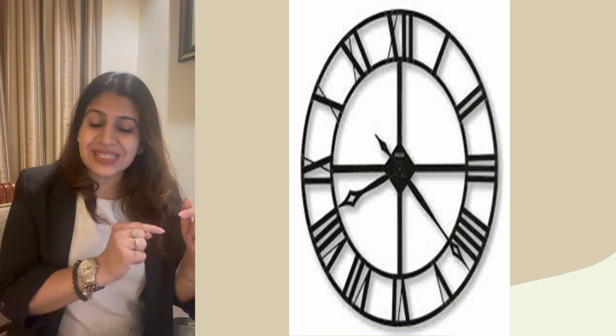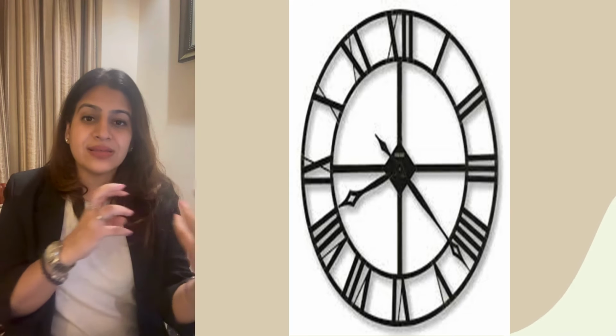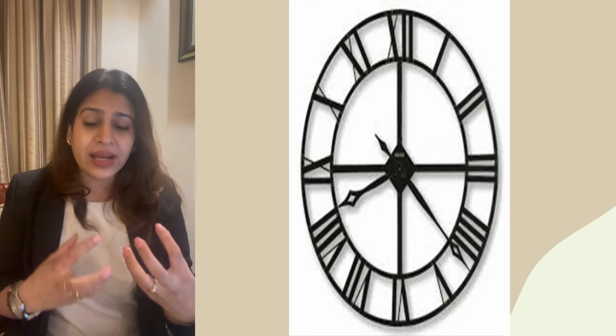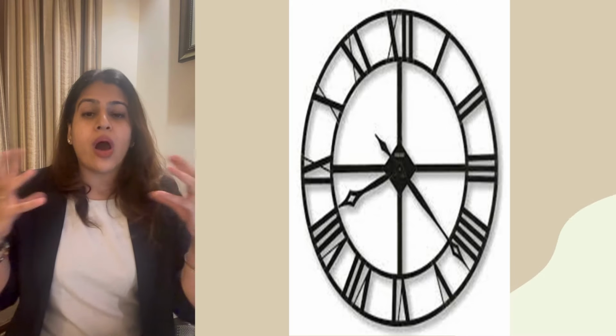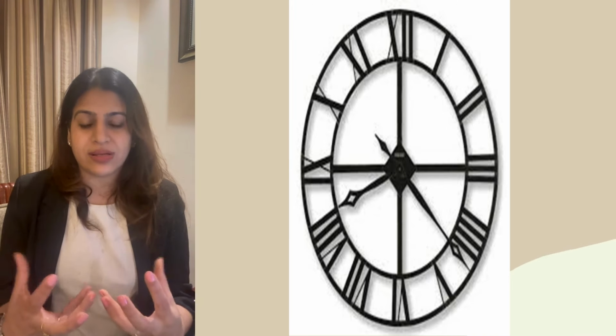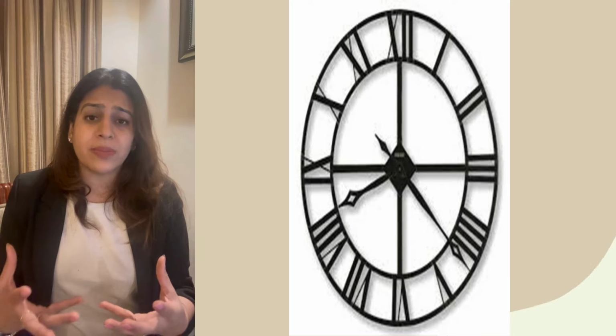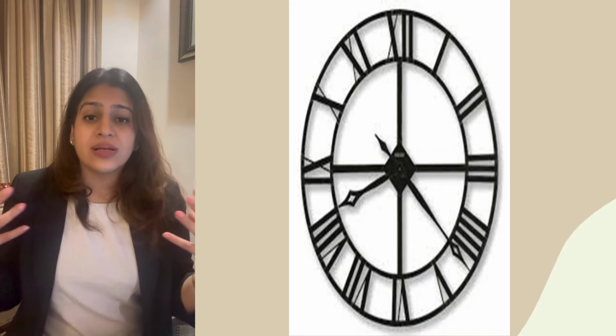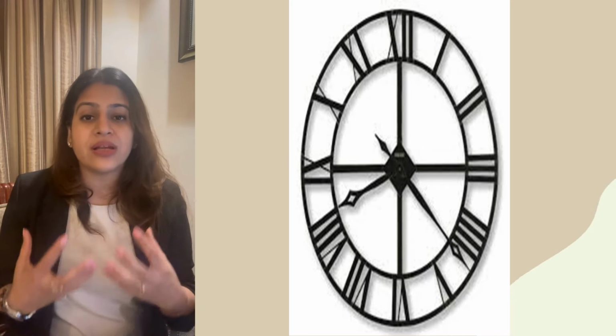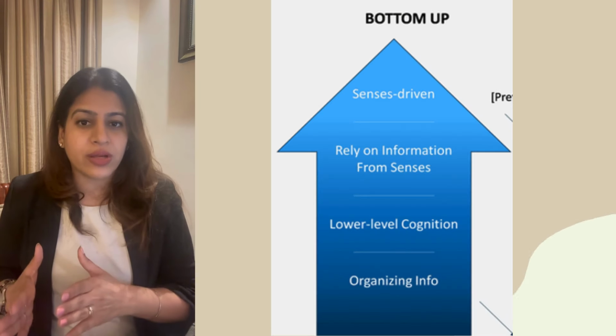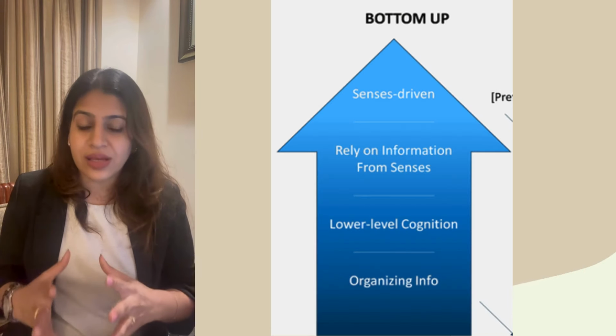So whatever you are seeing, your senses are perceiving it, and on understanding it, you are telling what it is. So you tell on the basis of whatever you are sensing in your environment. That is called bottom-up processing. It is a very low level cognition, and it organizes the information.